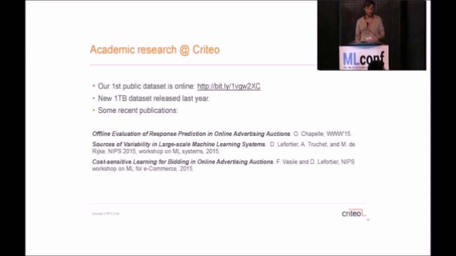And to finish, just a word on academic research. We have released a couple of online data sets over the years. One of them is 1 terabyte in size and contains quite a bunch of our traffic. We also published some papers recently. One of them has this utility metric at WWW last year, and also 2 papers, one of them on cost-sensitive learning I was telling you about, at the NIPS workshops last December.